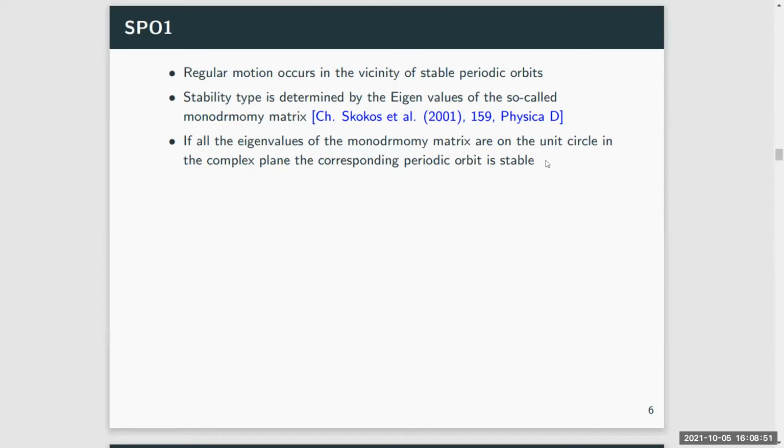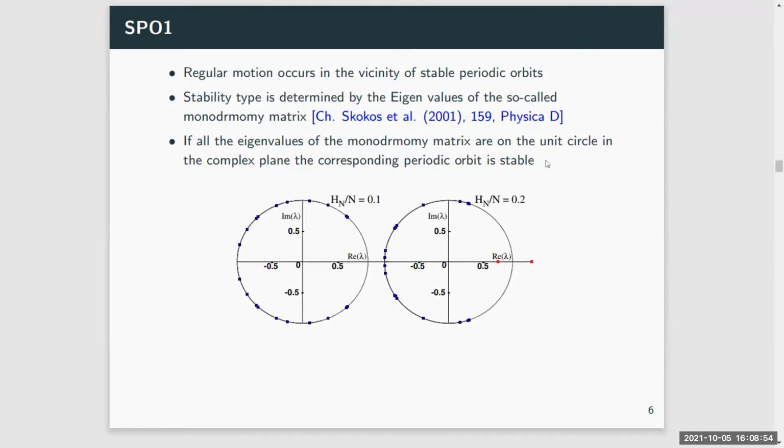To illustrate, we can see this plot, the arrangement of the eigenvalues of the monodromy matrix of the SPO1 orbit in the FPUT beta system with 11 particles. As you can see here, we have 0.1 energy per particle, and here it is 0.2. On the left, the SPO1 is clearly stable since all of the eigenvalues are on the unit circle, whereas on the right it is unstable because not all of them are on the unit circle, in particular these two, which are on the red arc of the unit circle.